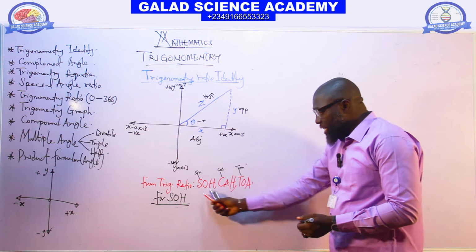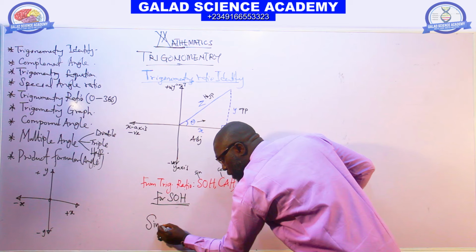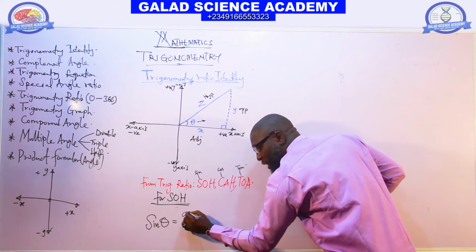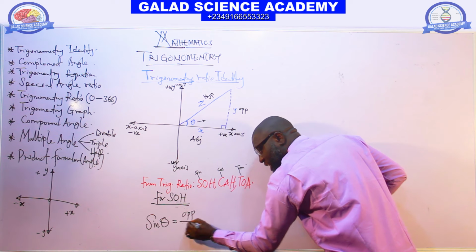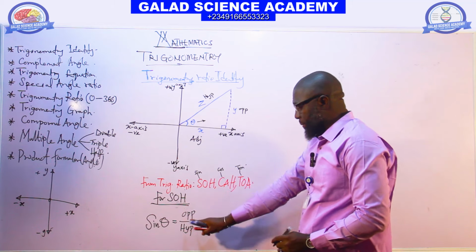So if you now say what? For sure, yeah. So our x is equal to the what? Sine theta. Sine stands for opposite, and this h stands for hypotenuse.